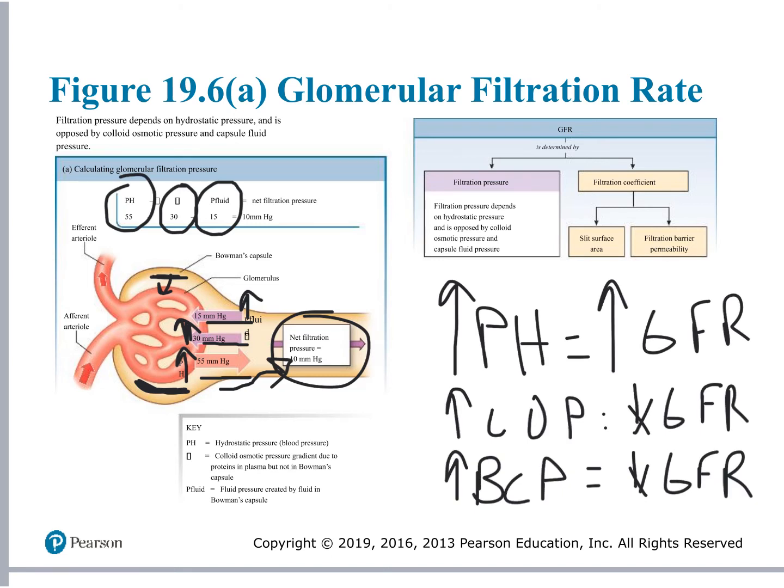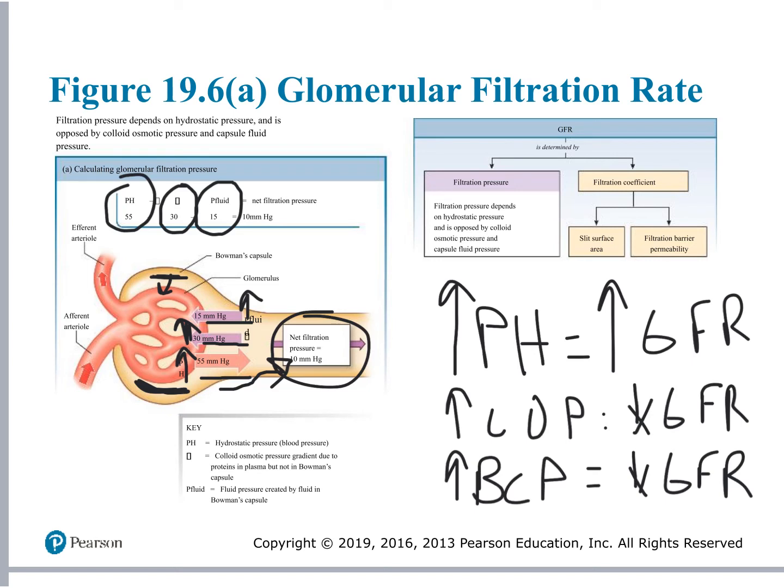All right, hopefully I haven't totally confused you on that, but you have to get that down. What happens if you increase the hydrostatic pressure of the glomerulus? Well, then you increase the filtration rate. How is the filtration rate affected if you increase the colloid osmotic pressure? Well, then that would decrease the filtration rate. What would happen if you increased Bowman's capsule pressure? Then that would decrease the filtration rate.